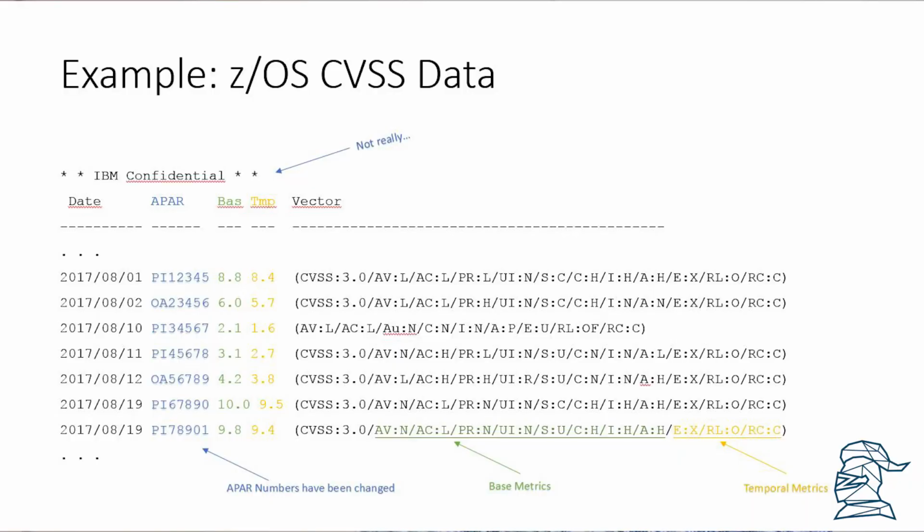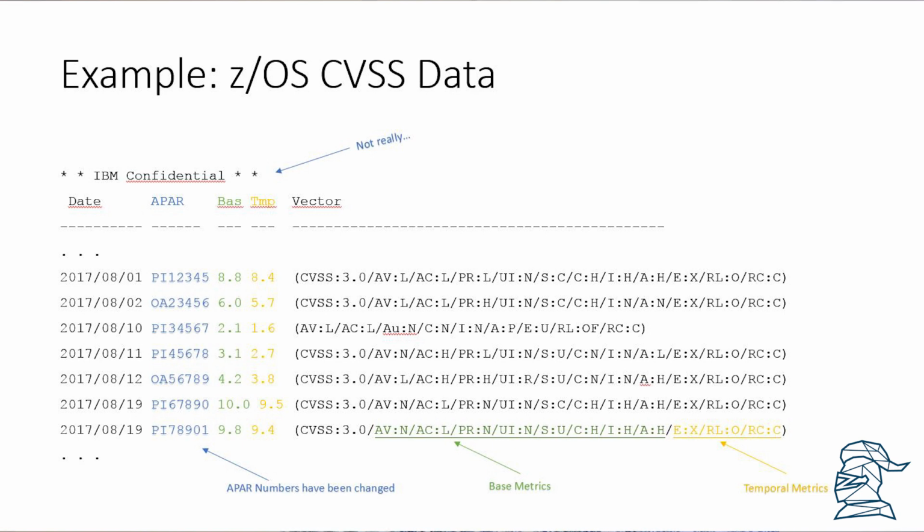The first slide I'd like to share with you is an example of a z/OS CVSS data file. That file contains critical CVSS information that can be used to help determine the urgency and applicability of a security fix to your system. In this slide, the APAR numbers have been changed since it's generally considered an IBM confidential file. The base score in the column that's designated in green is a number from 0 to 10 that indicates how severe the vulnerability is. This number can be used to determine the urgency of putting a patch on your system.